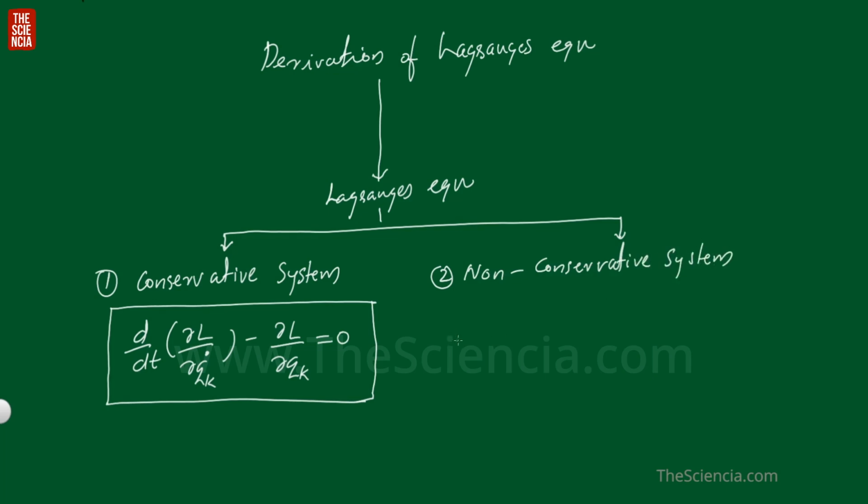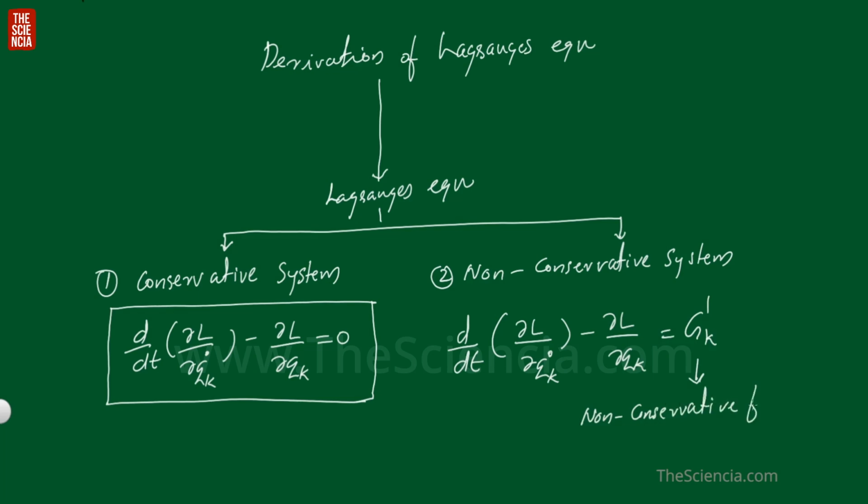For a non-conservative system, Lagrange's equation will be d/dt (∂L/∂q̇k) − ∂L/∂qk = Gk', where this Gk' is called the non-conservative force. One example of a non-conservative force is friction.